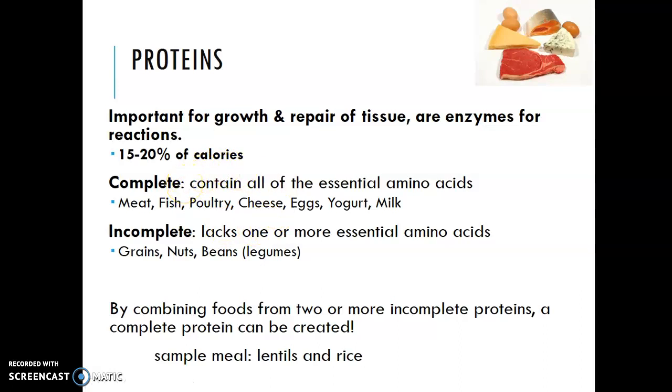All right, so when we're talking about the two types of proteins, complete, these have all of the essential amino acids. So you're getting what your body needs. These are our animal sources: meat, fish, poultry, like chicken or turkey, cheese, eggs, yogurt, milk.